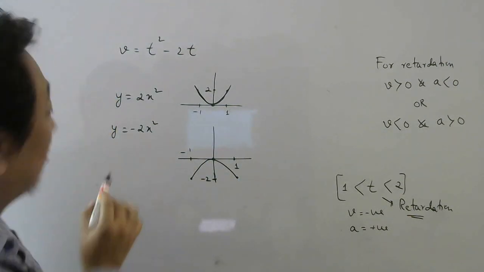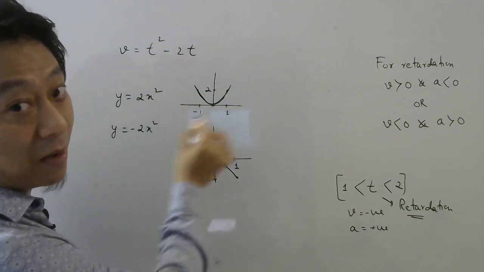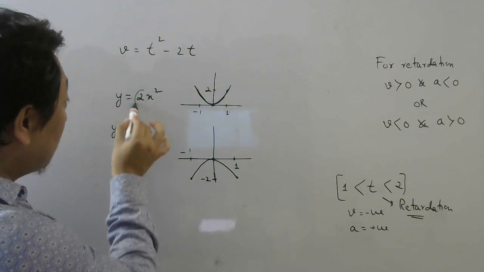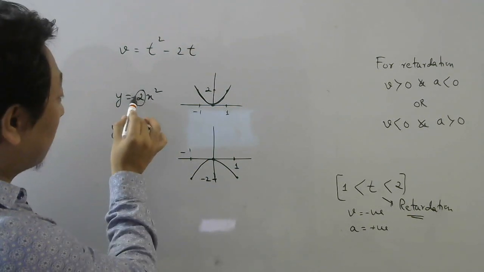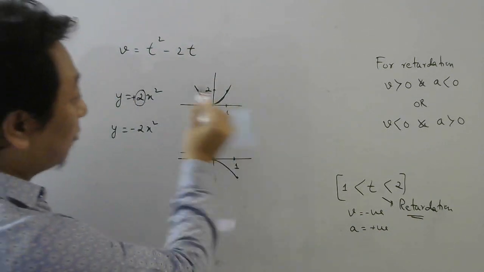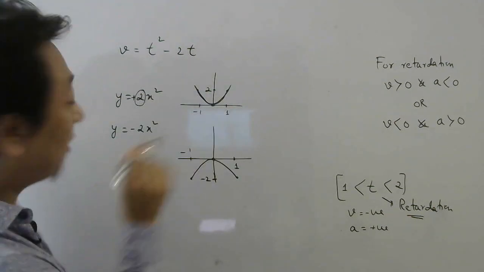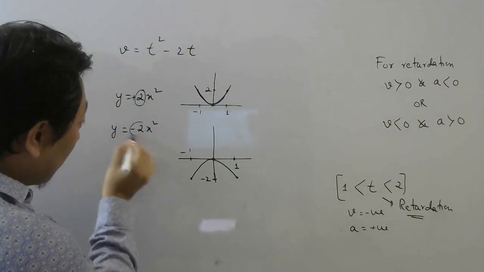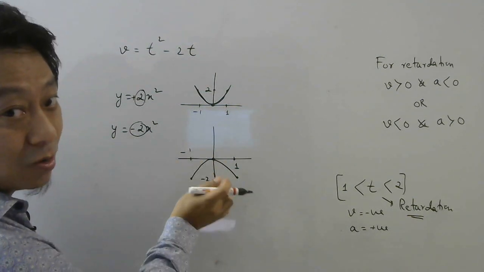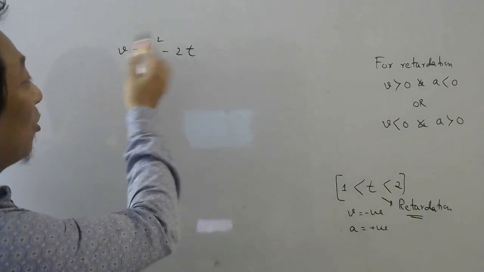So try to remember this. Whenever there is a square, the graph will look like this, a parabola. These are called parabolic graphs. And if the coefficient of x square is positive, the graph will be open like this, so the concave part will be up. And if the coefficient of x square is negative, the graph will be like this, so convex will be up. Okay, so try to remember this. So now let us try to plot this graph.